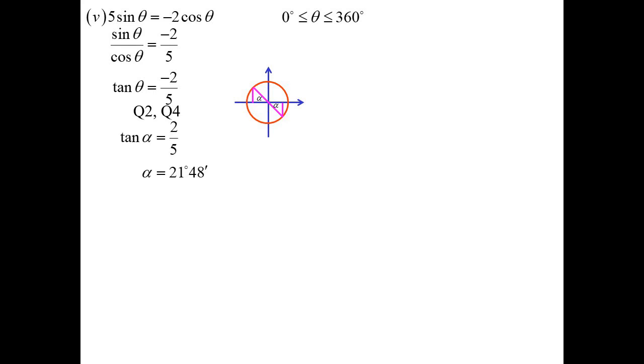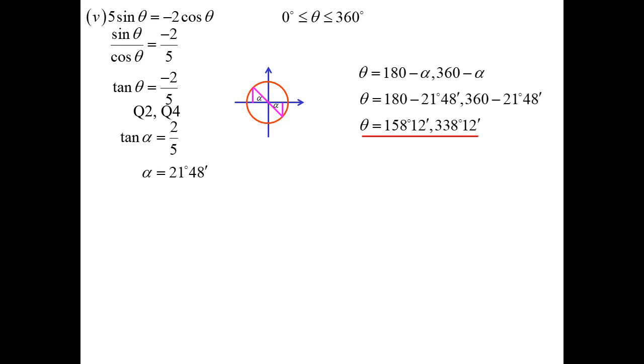Ooh, sine and cos. We really want the trig to be the same ratio. So what can I do with this one? Well, what I can do is turn it into tan theta, because sine on cos is tan. Tan theta is minus 2/5. Second and fourth quadrants. Acute angle is 21.48, so we end up with 158.12, 338.12.